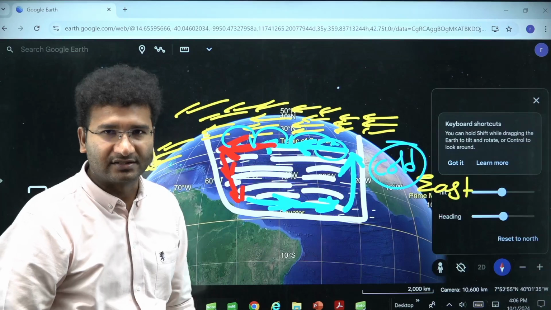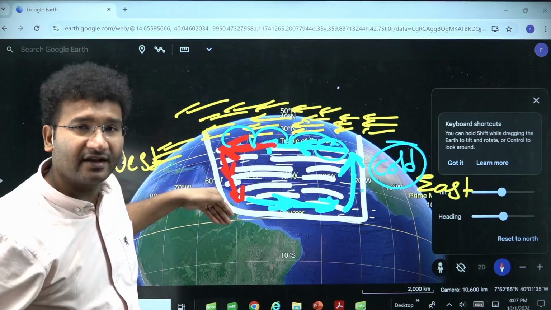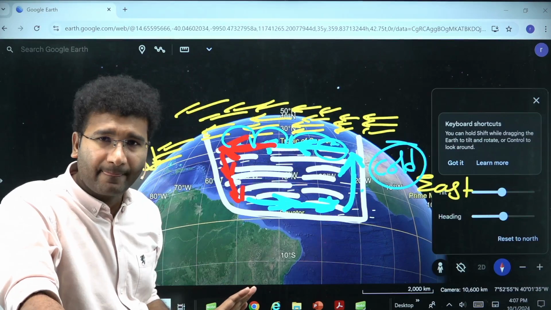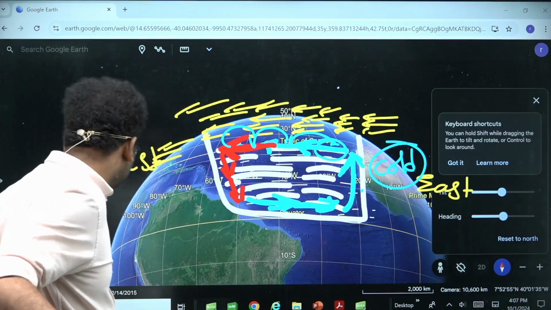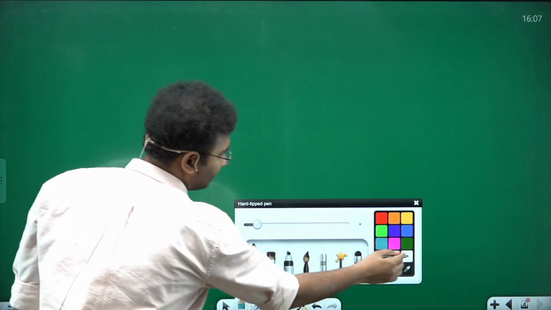Now this is called currents. On one side you have upwelling, on the other side the water is sinking. Can I call this down warping? Right? So let's see the same thing in a practical way and try to understand this in a better manner.